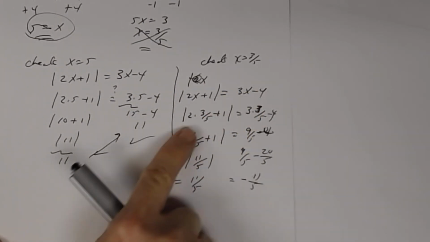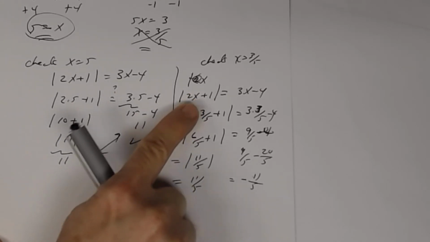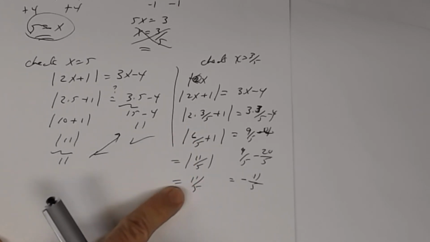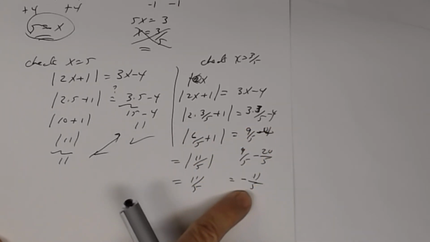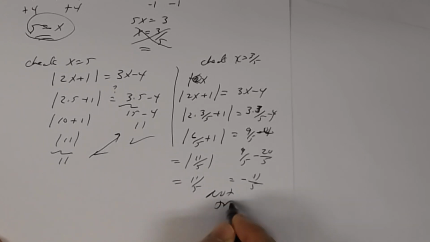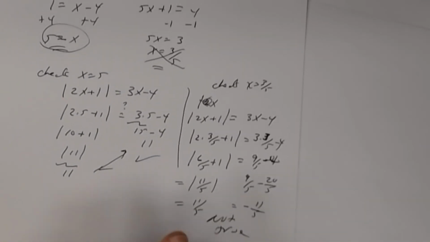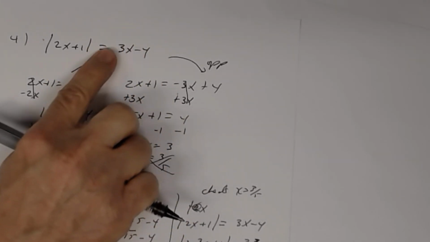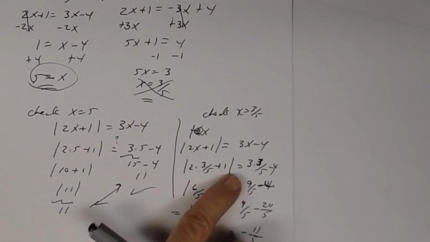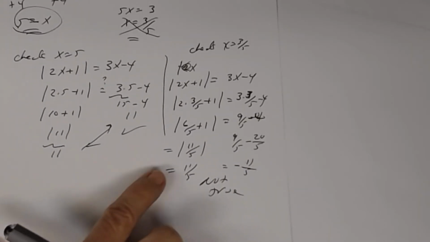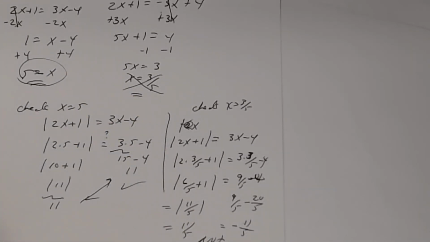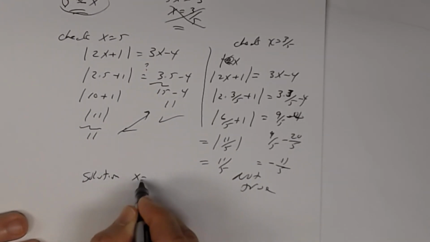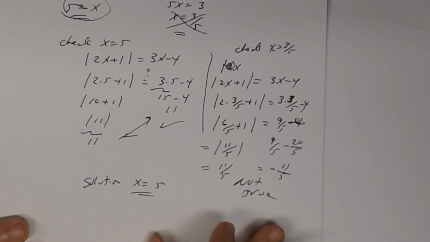See, this is negative. This side, the absolute value of a number is always going to be positive or 0. It's never going to be negative. So you have a positive 11/5 equal to a negative 11/5, and that is not true. So that's why you have to check. Whenever you have variables on both sides, absolute value, you need to check because this could be negative. See, if this is negative, and it is right here, then that's not a solution. So your only solution is this. So the solution is x equal 5. That's the only solution.